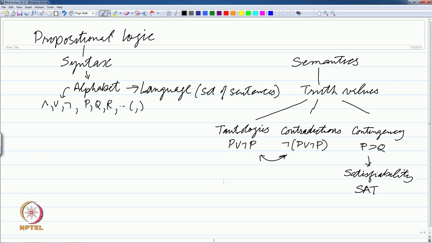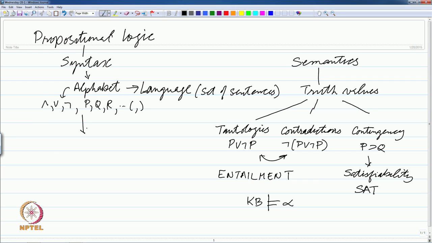Then we define the notion of entailment. If you remember the notation, we said that a knowledge base KB, which is basically a set of sentences that you are given, entails a sentence alpha whenever alpha is necessarily true as long as the KB is true. So, whenever KB is true alpha will be true, and this is the notion of entailment.